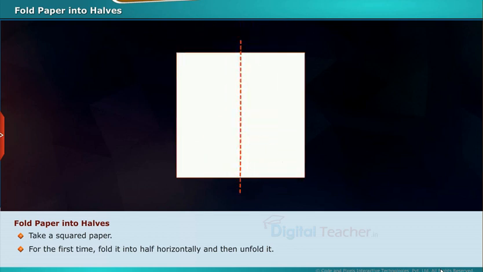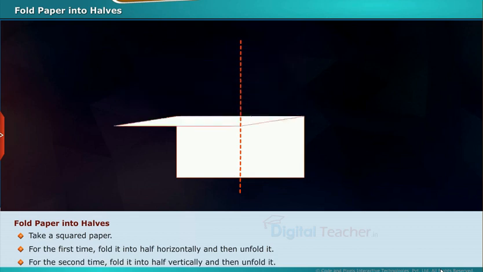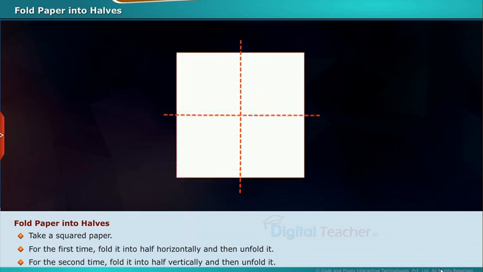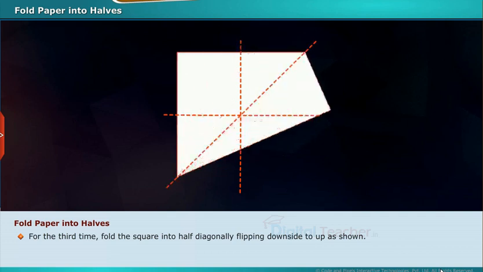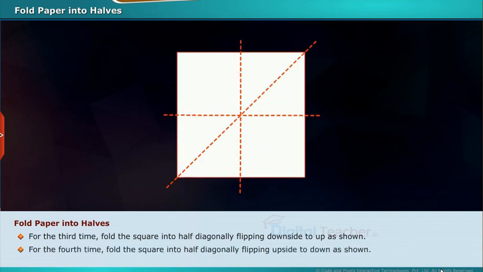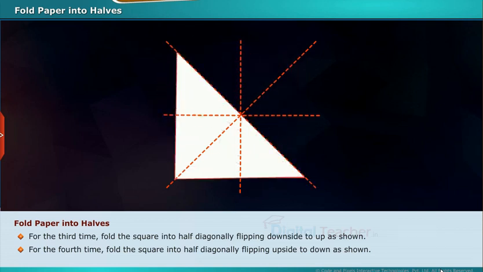Take a squared paper. For the first time, fold it into half horizontally and then unfold it. For the second time, fold it into half vertically and then unfold it. For the third time, fold the square into half diagonally, flipping downside to up as shown. For the fourth time, fold the square into half diagonally, flipping upside to down as shown.